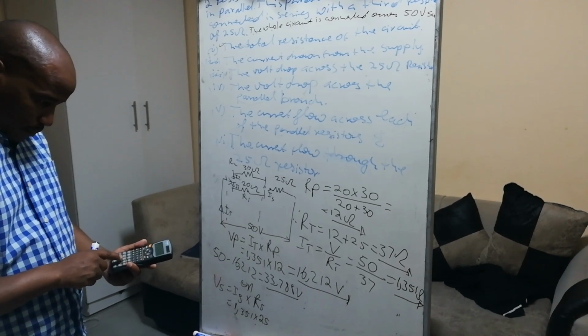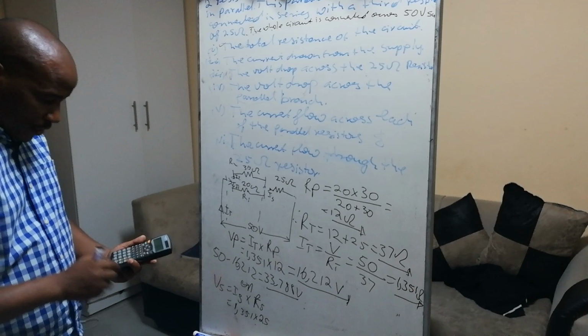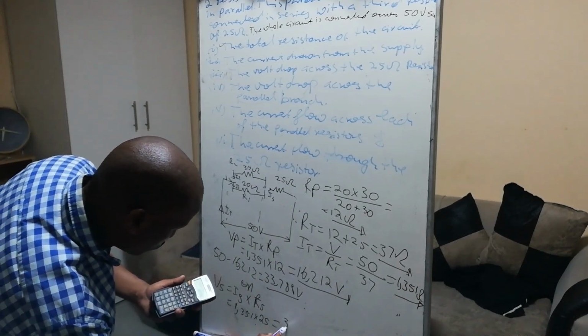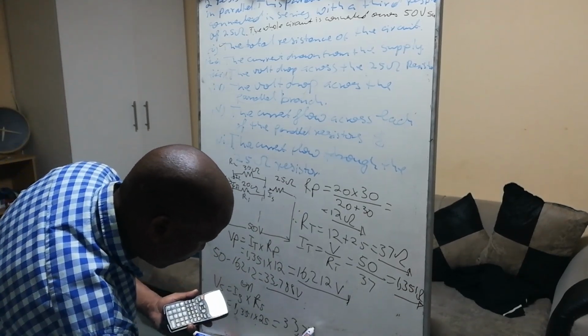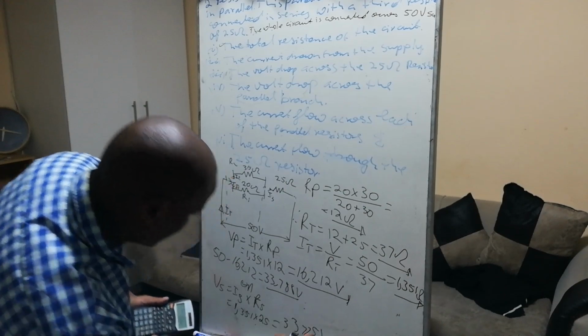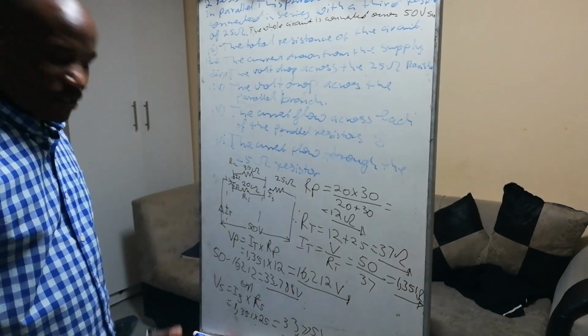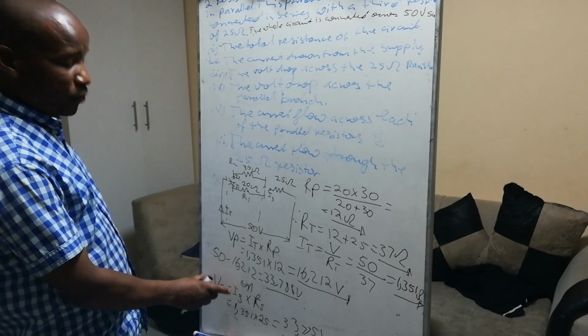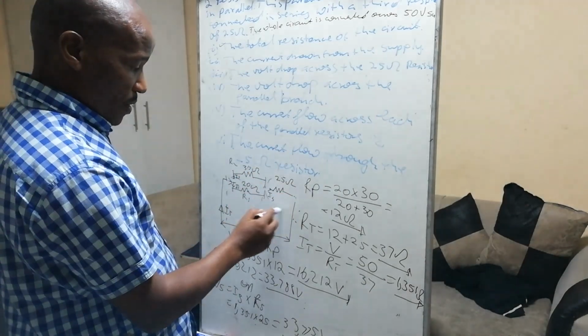1,351 multiplied by 25 is equal to what? Is equal to 33,775 volts. This and that is the same thing. Don't stress about it. That's how you find the voltage drop there.